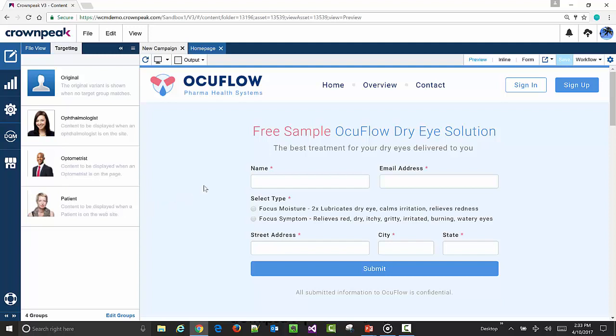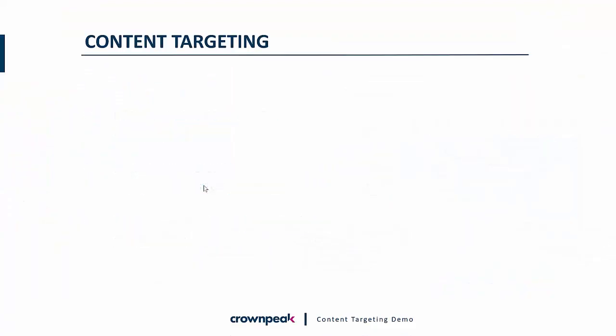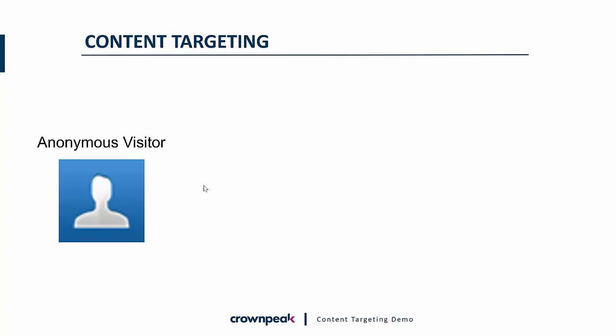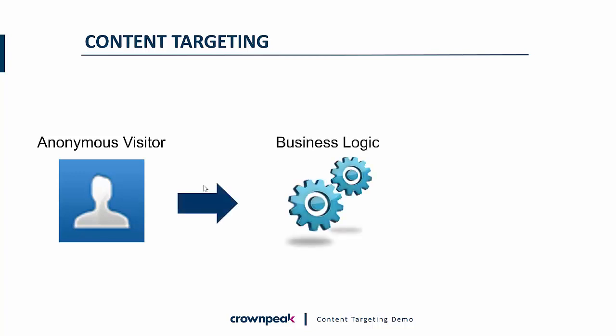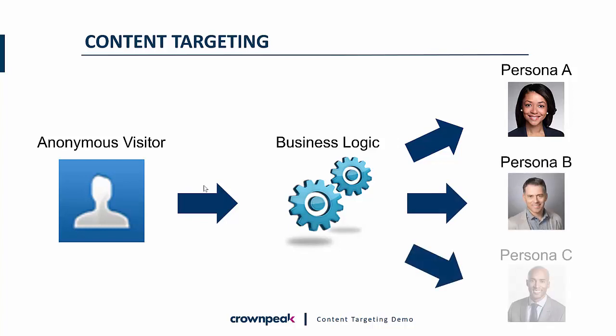With Crownpeak, I create simple business logic rules that identify a web visitor based on what I know about that web visitor. I also create content variants meant for the specific web visitor personas. I associate the content variant with the business rule and publish my website. This will then yield a dynamic personalized experience for my targeted web visitor persona.